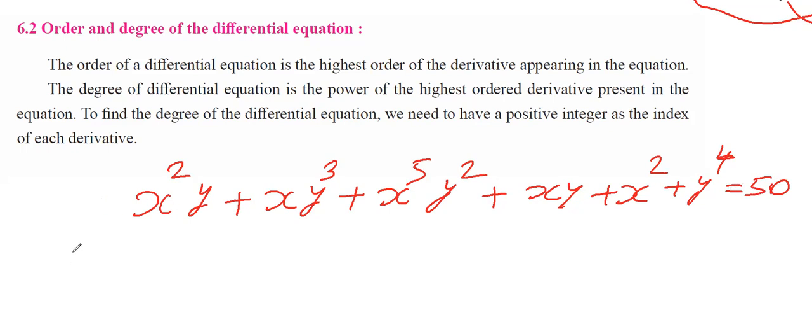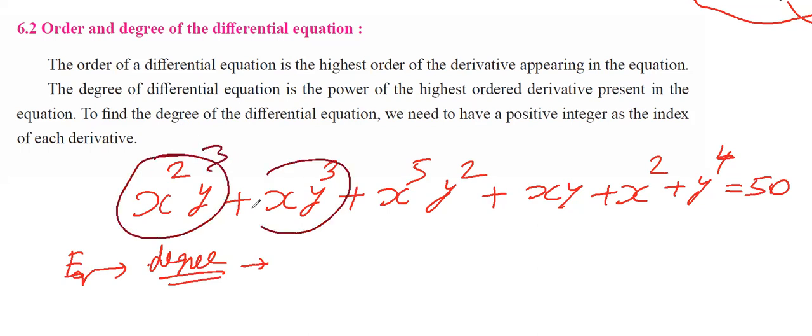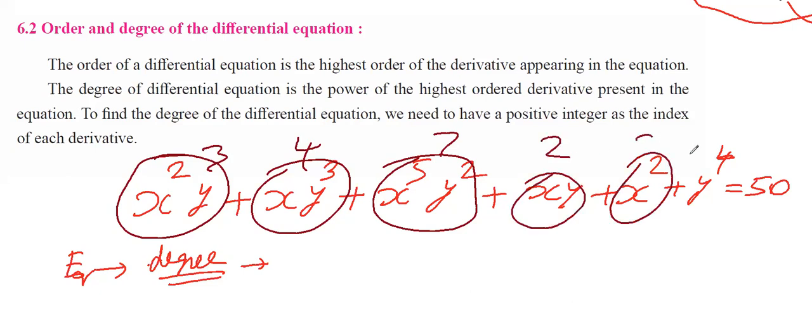So in an algebraic expression we have a concept called what? We have a concept of degree. Can you tell me what is the degree of this algebraic expression? Over here the degree is 3, over here the degree is 4, over here the degree is 5, over here the degree is 2, over here it is 2, over here it is 4. So what is the degree of the entire expression? It is 7. We are going to consider only this particular degree.